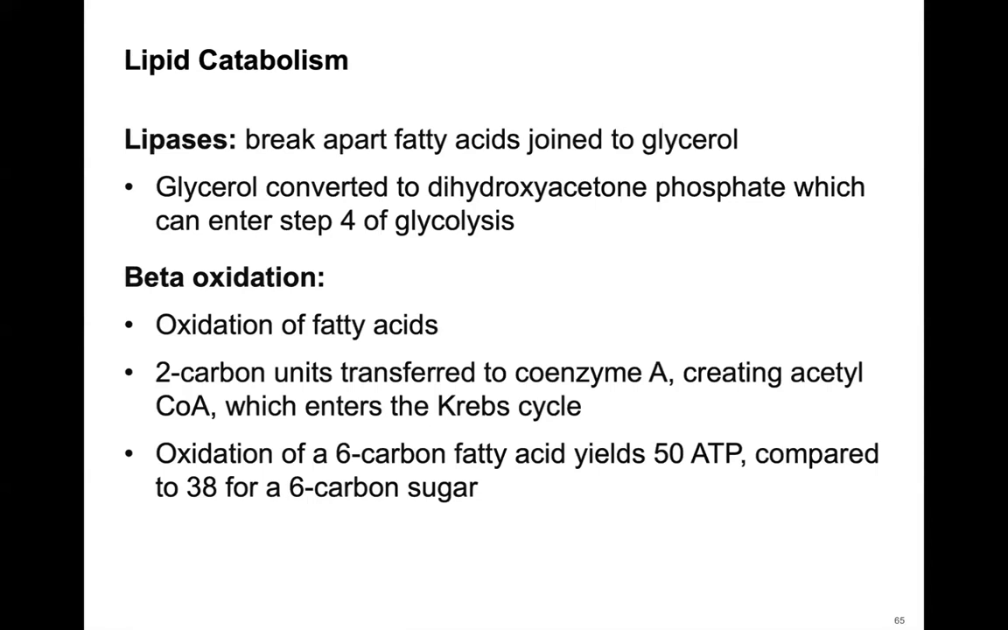Two carbon units are transferred to coenzyme A, creating acetyl-CoA. And once you create the acetyl-CoA, you can then enter into the Krebs cycle. Oxidation of a 6-carbon fatty acid molecule can yield in excess of 50 ATPs, compared to 38 for a 6-carbon sugar. So you can end up producing a lot more energy by breaking down fats than you can by breaking down sugars, which is why cells oftentimes will use fatty acids as the main store for energy.